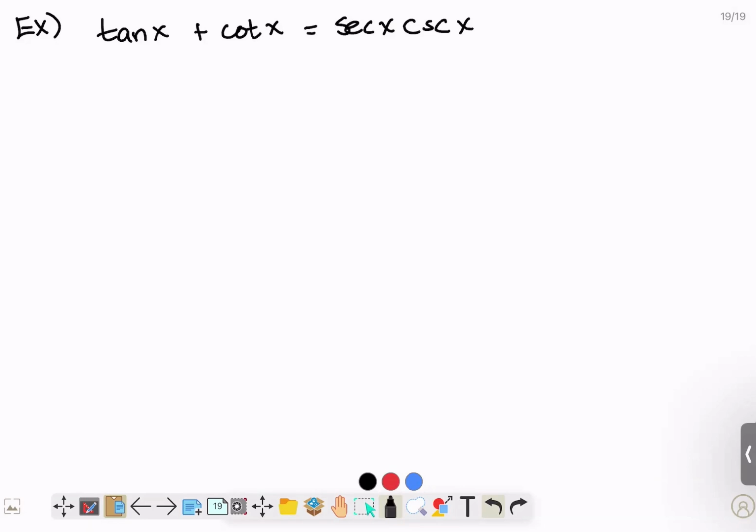And because looking at the right side and where I'm trying to go, that's secant and cosecant. And those are related to sine and cosine. I think this is the time that it would be beneficial to rewrite these in terms of sine and cosine. So I'm using quotient identities to rewrite tangent as sine over cosine, and rewrite cotangent as cosine over sine.